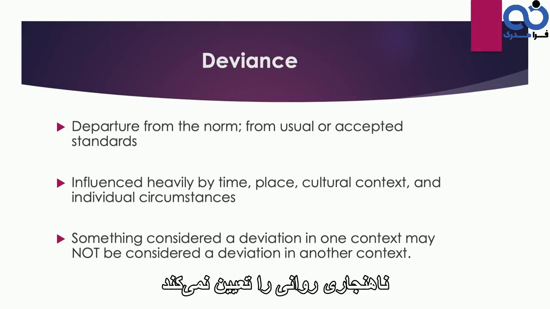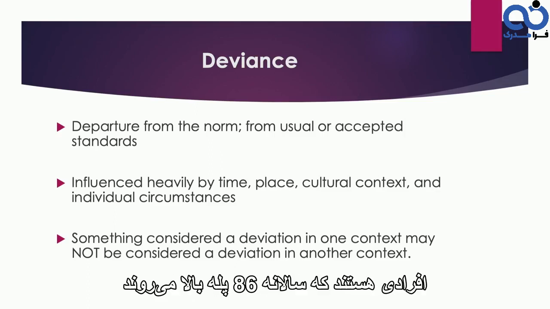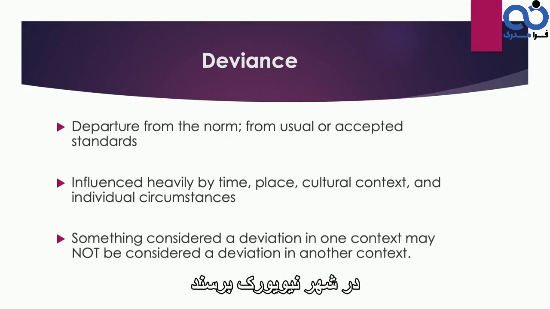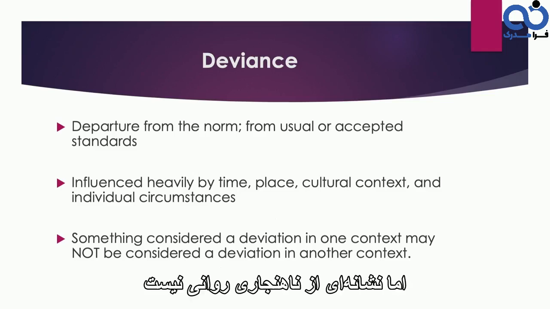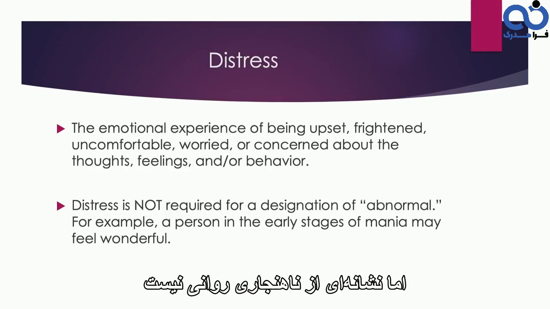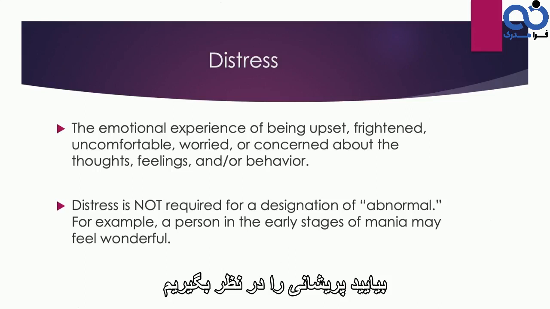Deviation alone does not determine psychological abnormality. There are people who run up 86 flights of stairs to the top of the Empire State Building in New York City every year. While this is most definitely a deviation from the norm, it's not an indication of psychological abnormality. Next, let's consider distress.